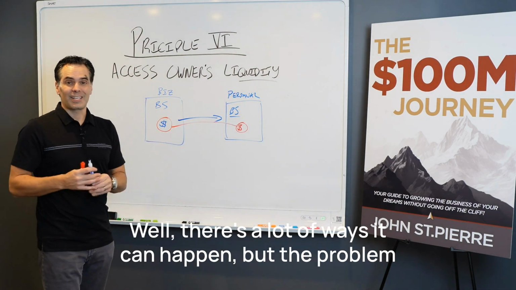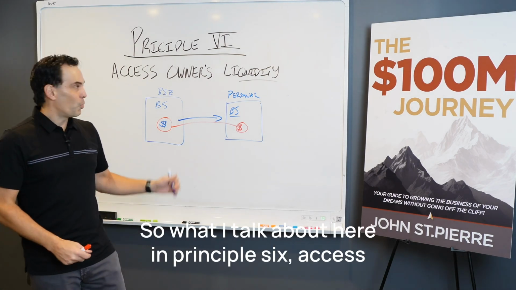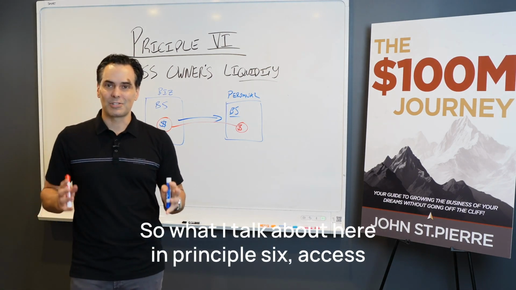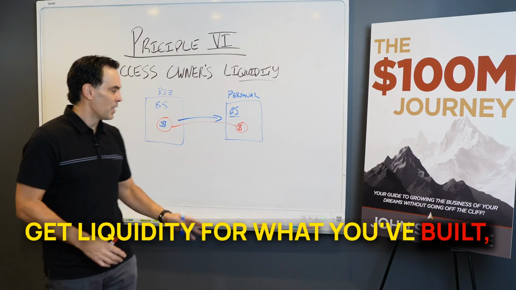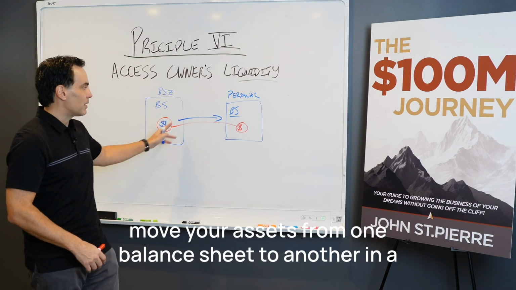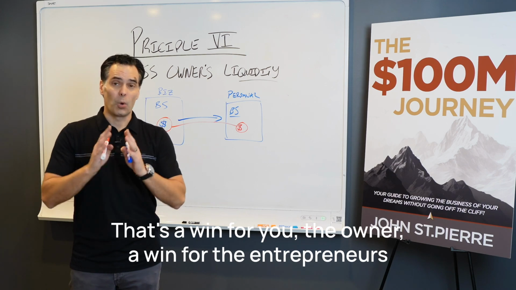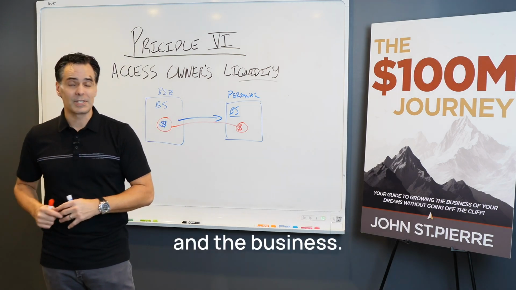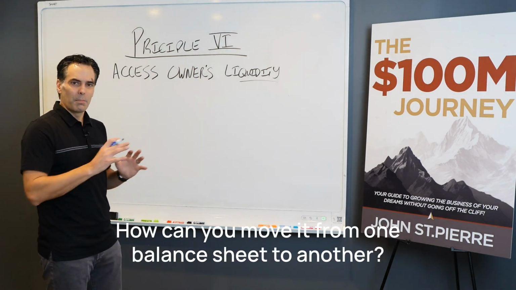Well, there's a lot of ways it can happen, but the problem is most entrepreneurs don't know about them. So what I talk about here in principle 6, access owner's liquidity, is all the ways that you can actually get liquidity for what you've built, move your assets from one balance sheet to another in a tax efficient manner. That's a win for you, the owner, a win for the entrepreneurs and the business, a win for everybody. What are the ways you can do this? How can you move it from one balance sheet to another?